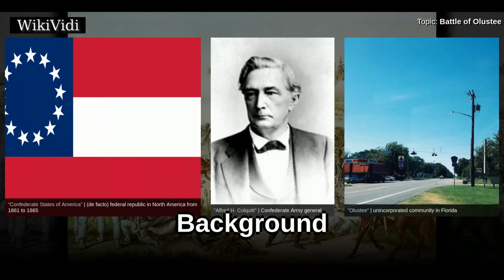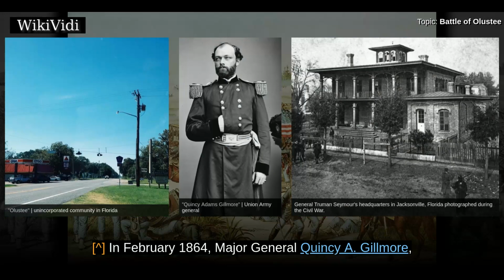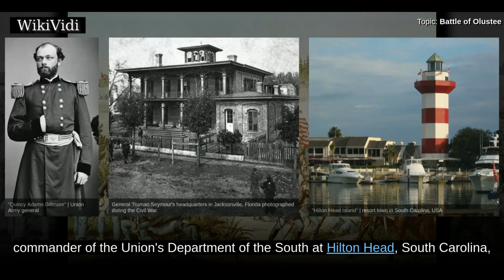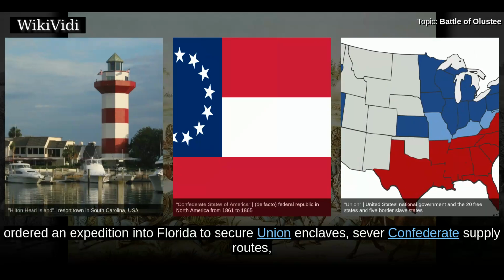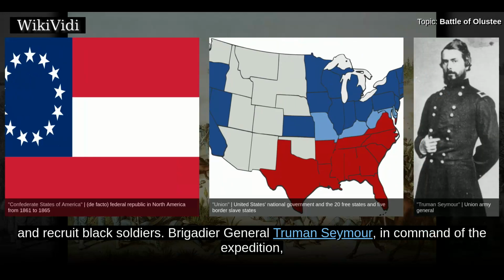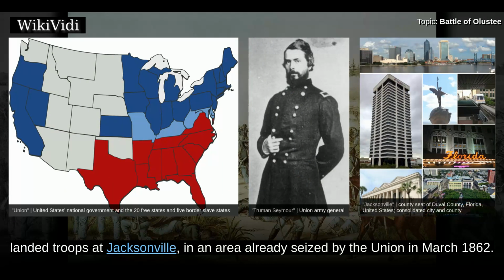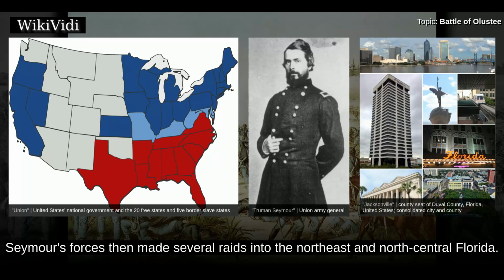Background. In February 1864, Major General Quincy A. Gilmore, commander of the Union's Department of the South at Hilton Head, South Carolina, ordered an expedition into Florida to secure Union enclaves, sever Confederate supply routes, and recruit black soldiers. Brigadier General Truman Seymour, in command of the expedition, landed troops at Jacksonville, in an area already seized by the Union in March 1862. Seymour's forces then made several raids into northeast and north-central Florida.